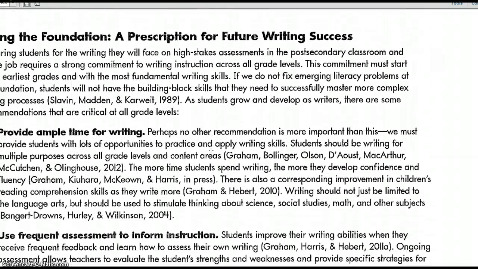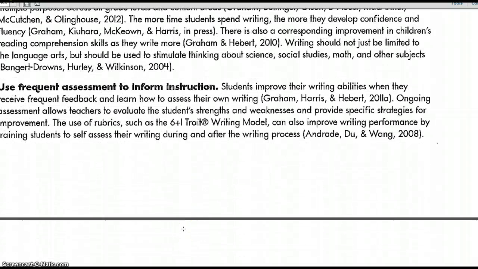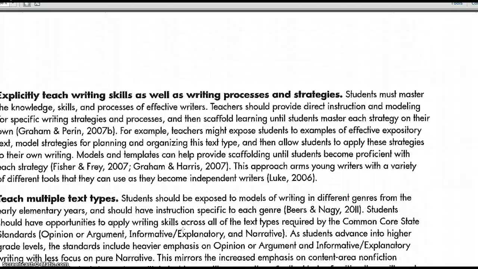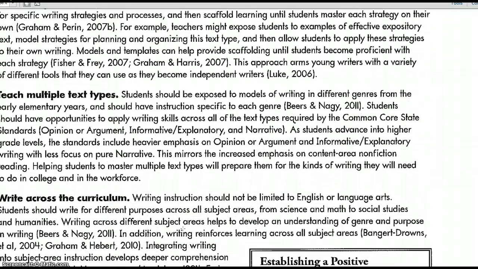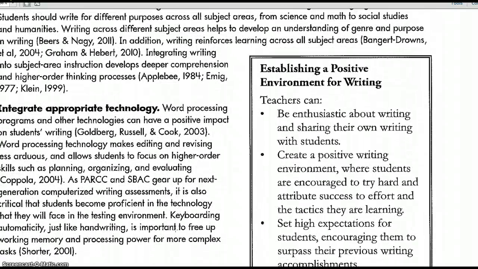Okay, here he goes. He's making his recommendations when he has this section that's called Fixing the Foundation, a prescription for future writing success. So now, drawing upon all the research he's read, he's saying one thing we need to do is provide ample time for writing. And he goes on to provide an explanation of that, and as you can see, he's citing lots of research to support his statement that we need to use frequent assessment to inform instruction. And again, he's doing the same thing, that we need to explicitly teach writing skills, so he's got a bunch of recommendations based on all the research that he's read about how we can improve young adolescents' and adolescents' writing skills. That's what you want to do.